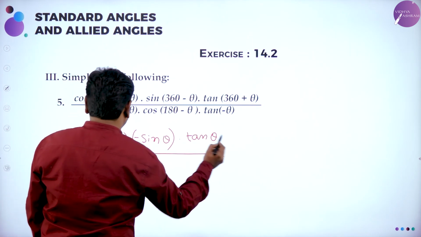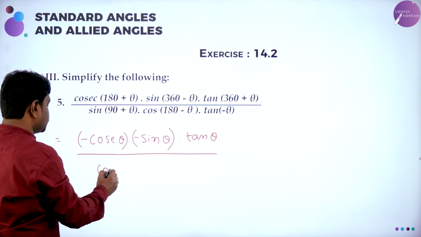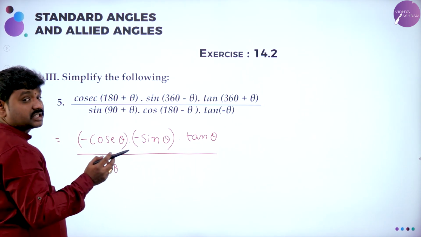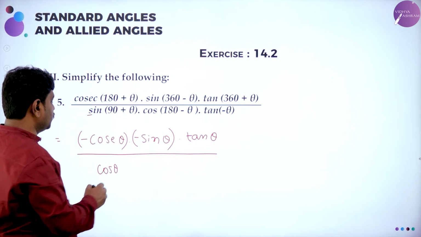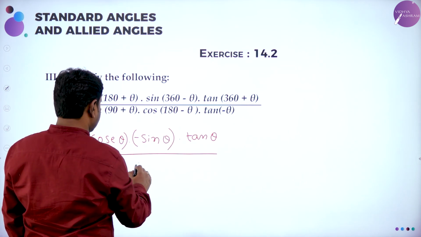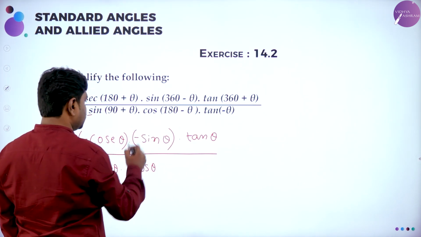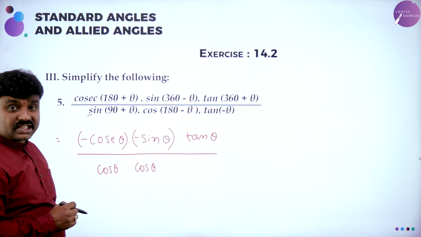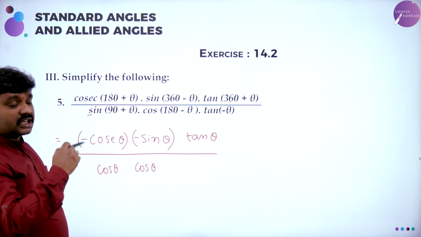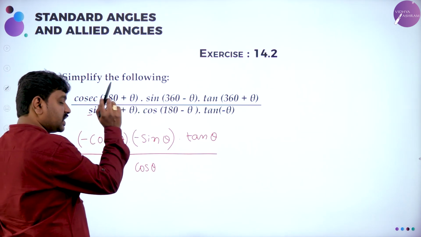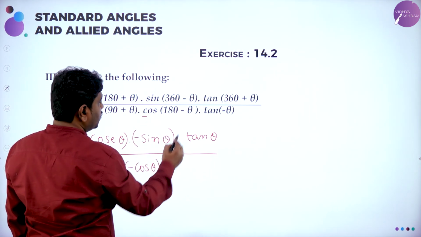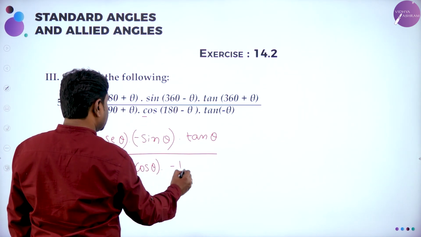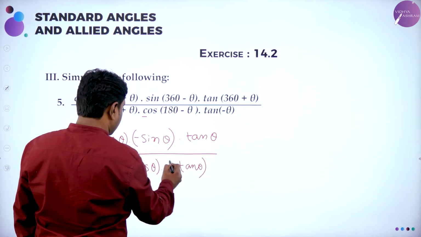And next, sine of 90 plus theta, the function changes to cos theta. 90 plus theta is in the second quadrant. In the second quadrant, sine is positive, so it is positive. And cos of 180 minus theta, the function does not change, so it will be cos theta. 180 minus theta lies in the second quadrant. In second, sine is positive, but this is cos, so it is negative cos theta. And tan of minus theta is minus tan theta. This is a product actually.